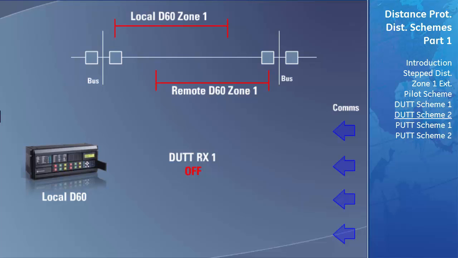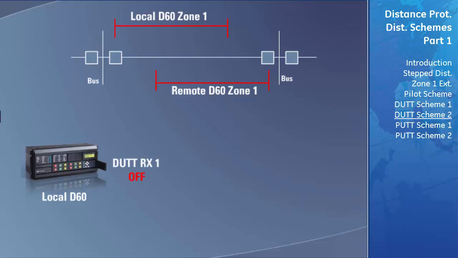If only one bit of information can be sent back and forth on the communication channel, the D60 needs to be programmed to only use one of the DUTT receive bits. When the D60 is configured to use only one DUTT receive bit, any time that DUTT receive bit is forced on by the remote relay, the D60 will trip all three phases.